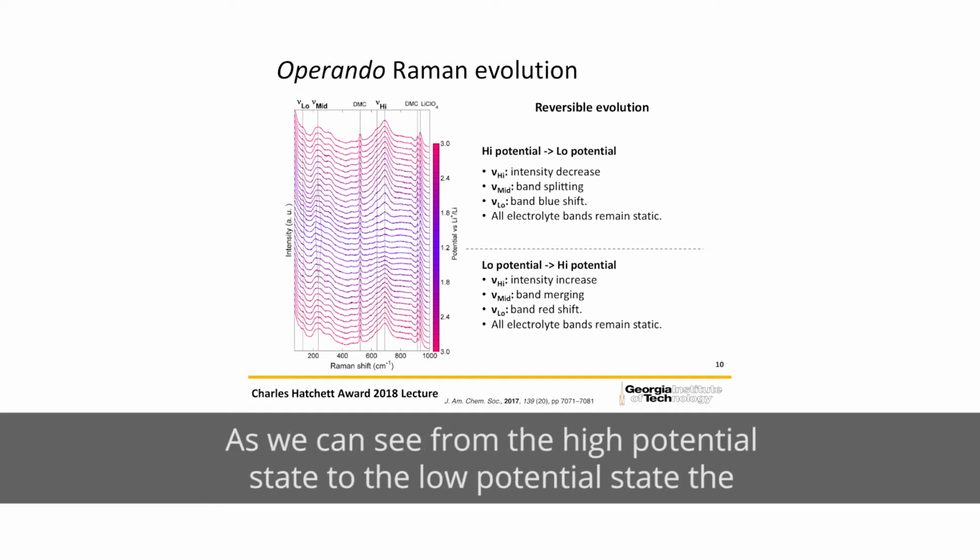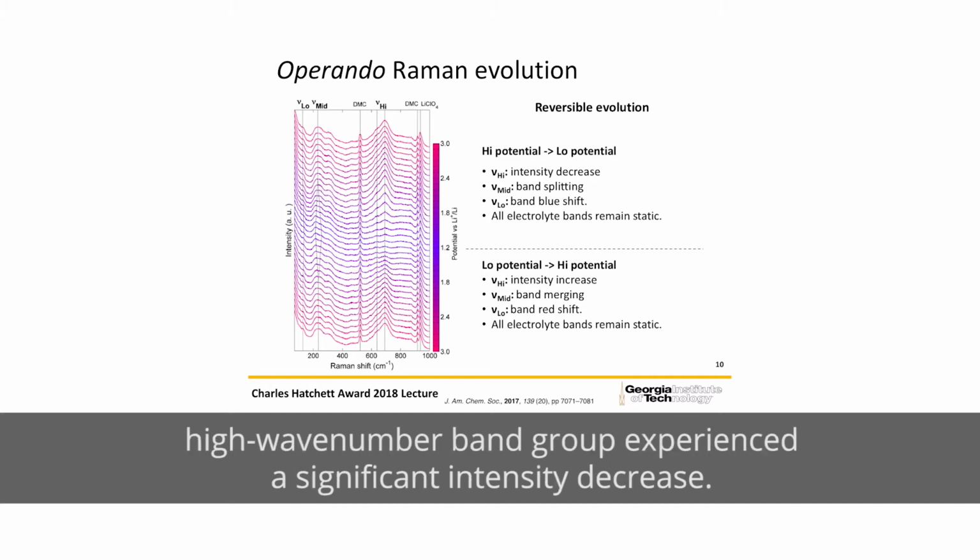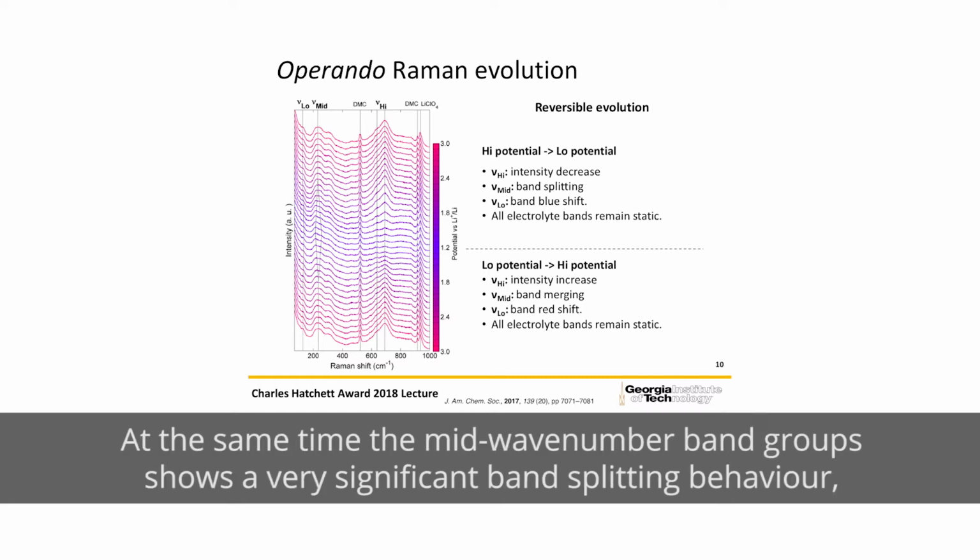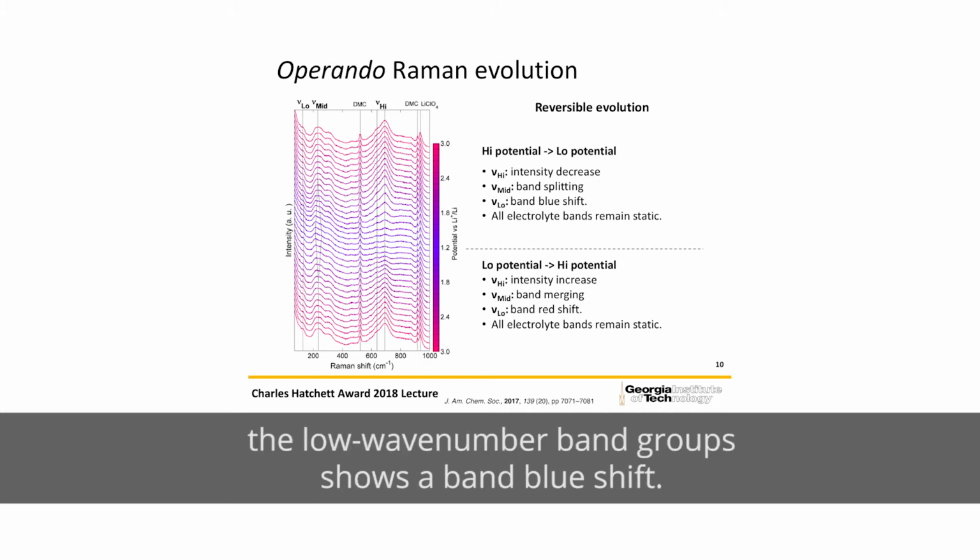As we can see, from the high potential state to the low potential state, the high wave number band group experienced a very significant intensity decrease. At the same time, the mid wave number band group shows a very significant band splitting behavior, and the low wave number band group shows a band blue shift.